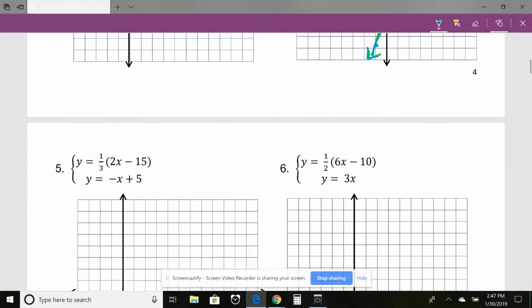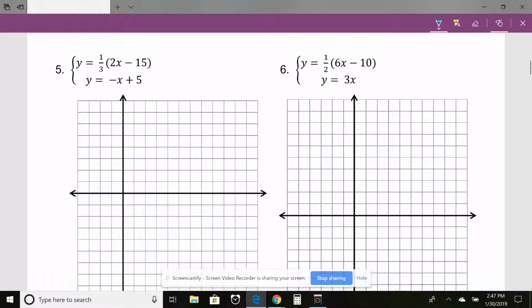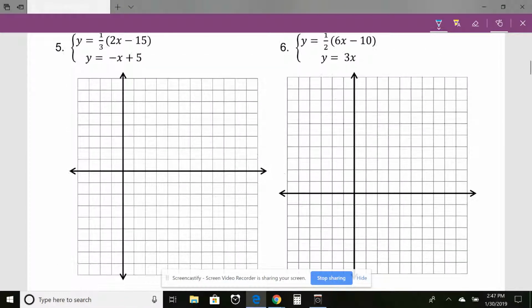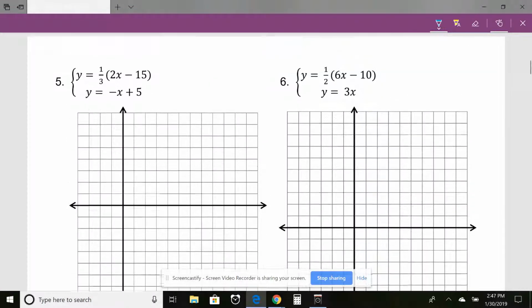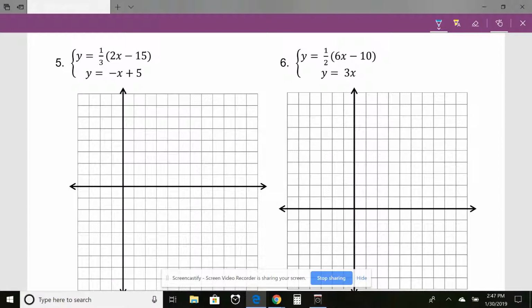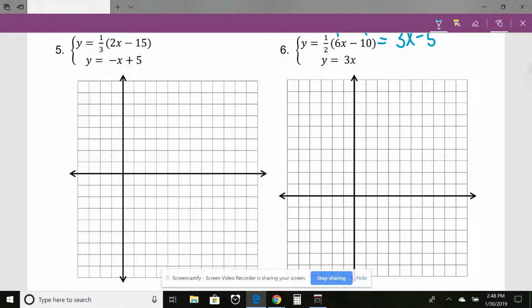All right, let's look at number 6. Again, my first equation is not in slope-intercept form yet because of the parentheses. So 1/2 times 6 is 3x. 1/2 times negative 10 is negative 5. So I start at negative 5 and go up 3 over 1.